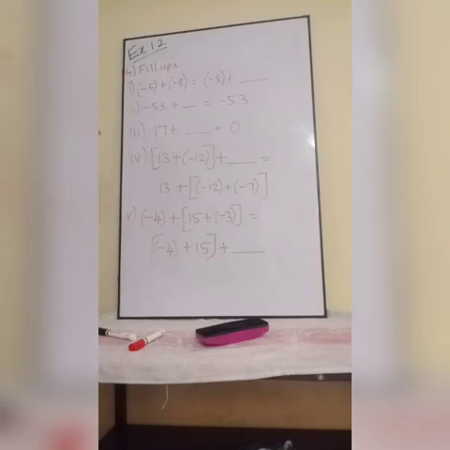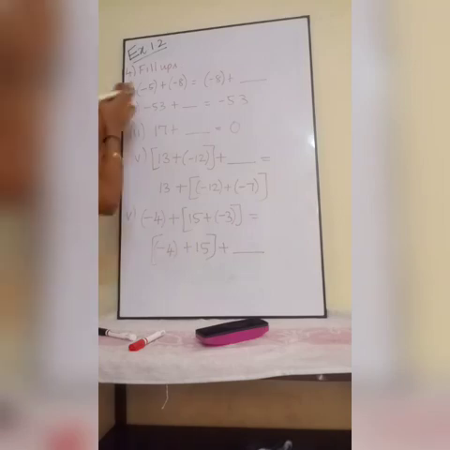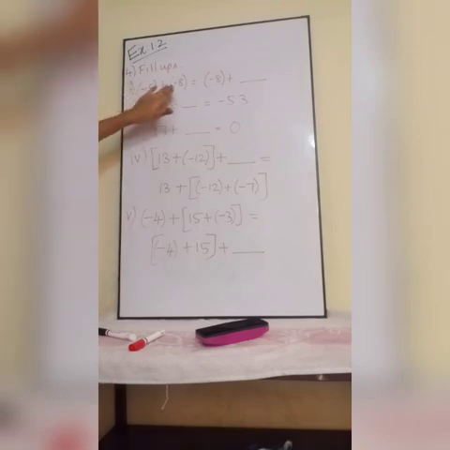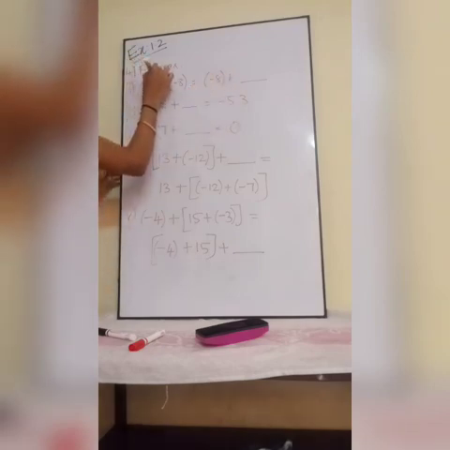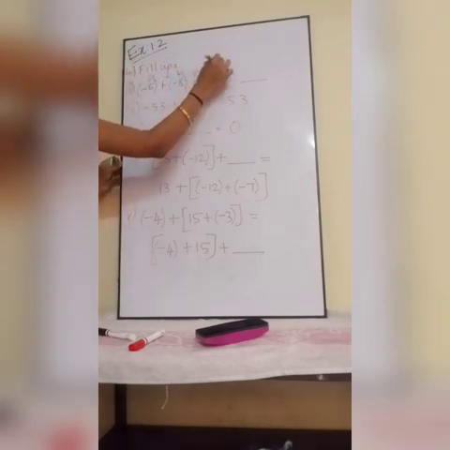Here we are going to do the fill in the blanks. To do this, you should be very clear in the closure property, commutative property, associative property, additive identity, and additive inverse. If these five are clear, you can write it very easily. Okay, so listen, first question.